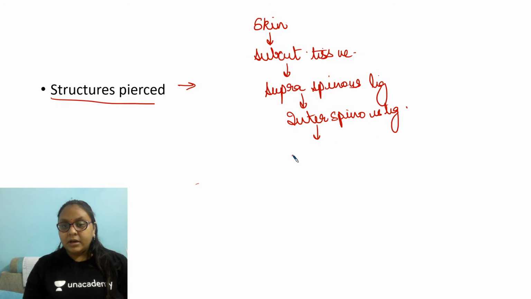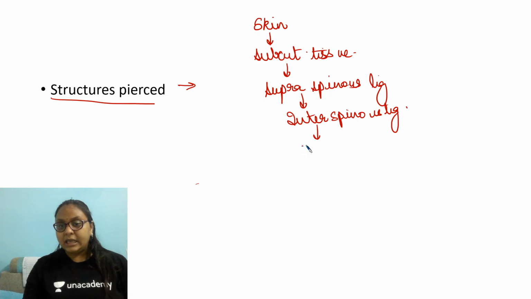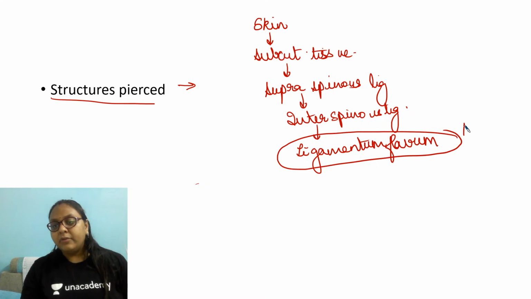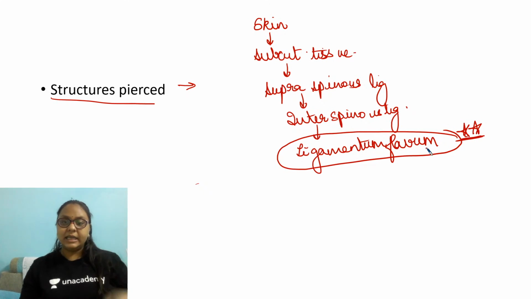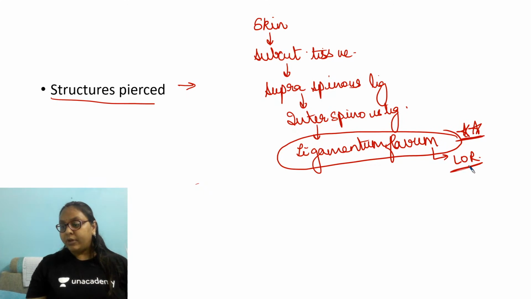Then we will pierce a membrane which gives a grating feeling, that is ligamentum flavum. Please remember this. We will pierce the ligamentum flavum, and after piercing it, we will have a loss of resistance like feeling. That is ligamentum flavum.